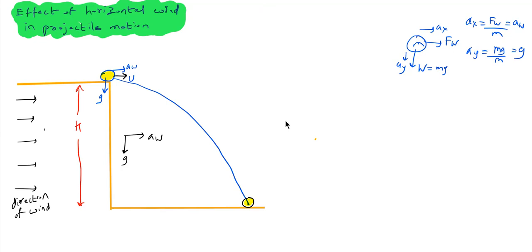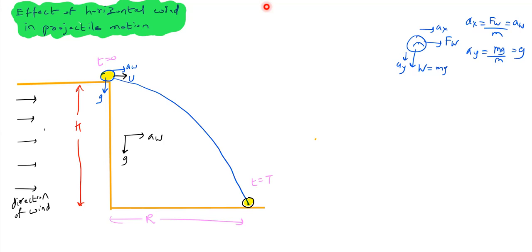Now, what is the question? What will be the range in this case? What will be the horizontal range? At t equals 0, it is projected horizontally. After some time t, it will come and strike the ground. So how will the ball move? The ball will still move in a parabolic path only, continuing in the parabolic path like this.